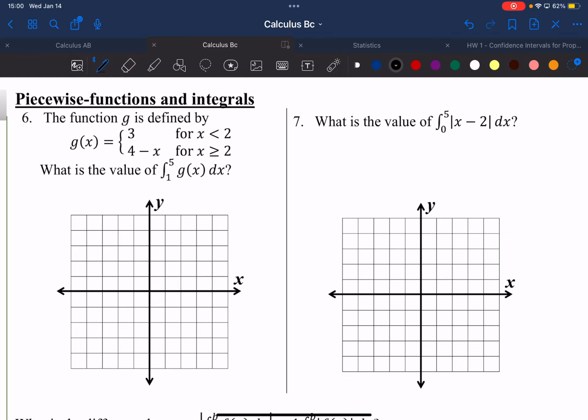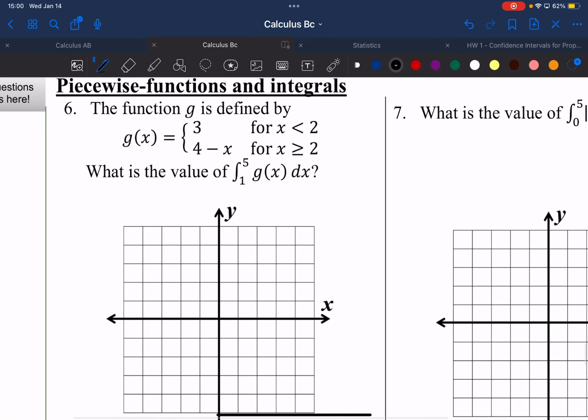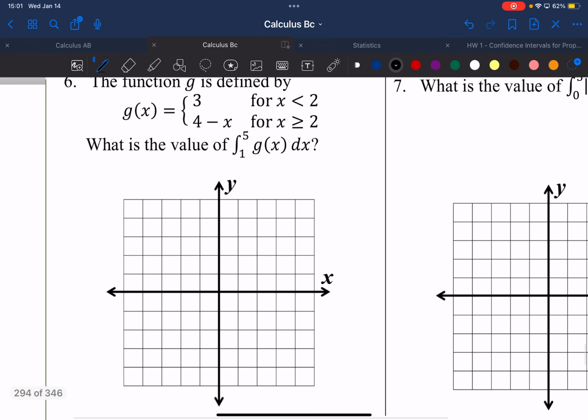So now we're going to look at piecewise functions and then integrals of an absolute value function. So number 6: the function g is defined by g of x is equal to 3 for x less than 2, and 4 minus x for x greater than or equal to 2. It asks, what is the value of the integral from 1 to 5 of g of x dx?